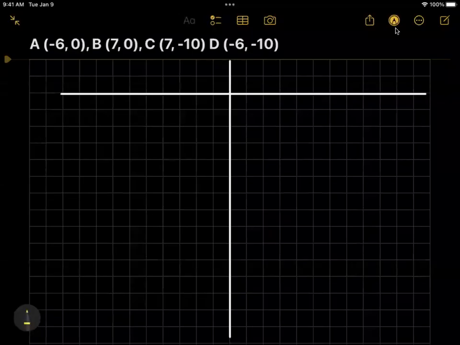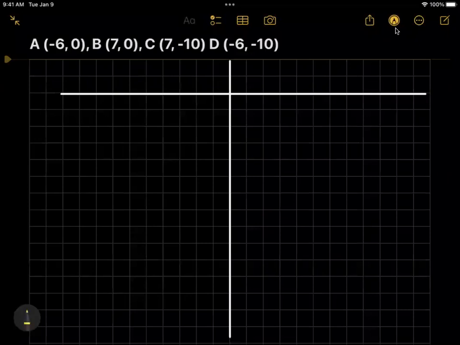Hi there, welcome back. In today's video, we're going to be talking about how to find the area of a shape when all we're given for the shape are the coordinate pairs for the vertices of the shape. Okay, so you can see above here we have A, -6, 0; B, 7, 0; C, 7, -10; and D, -6, -10.